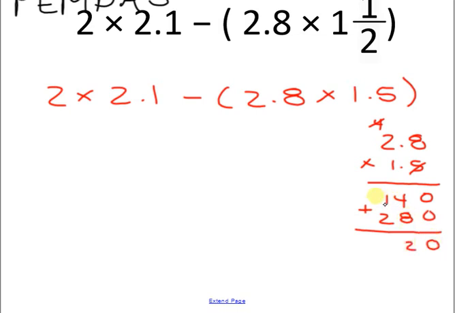This is 12, and this is 4. I have 2 numbers after the decimal, so the decimal is going to go right there. So let me go ahead and rewrite the problem here. 2 times 2.1 minus 4.20. You can drop the 0 at the end if you wish.